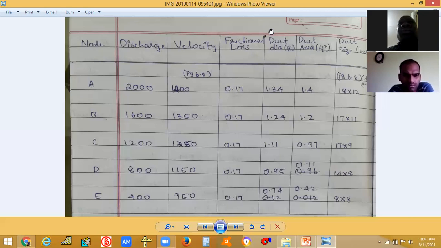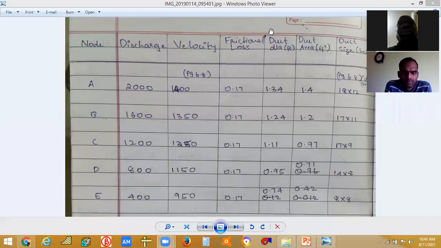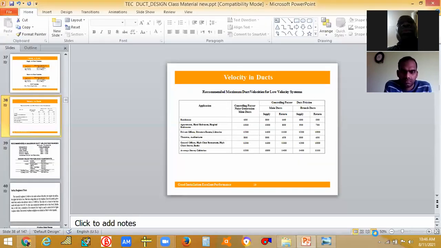So you have to give 1400 as the velocity, because we have assumed it as a private office or a director's room or whatever it may be. We are deciding for a private office. Different offices and different cabins are there, so we have given 400 CFM to each room. So here we have chosen private offices, and the velocity will be 1400. We will be choosing from this.